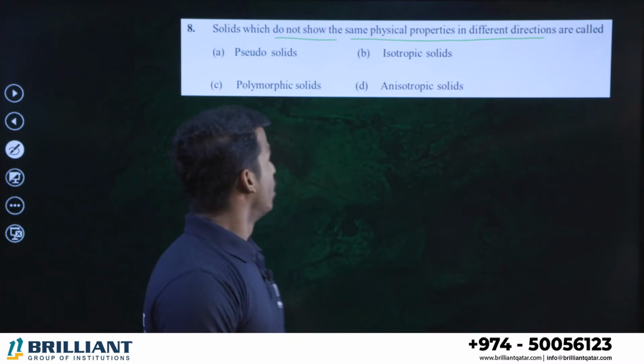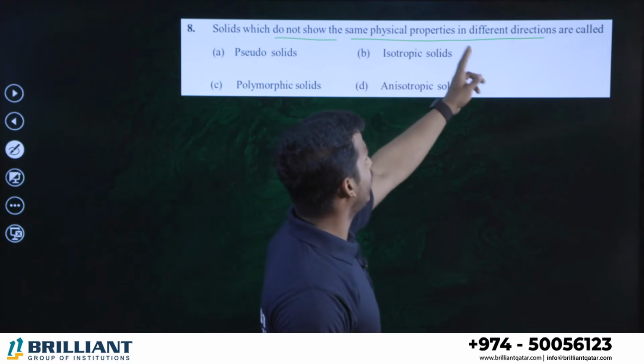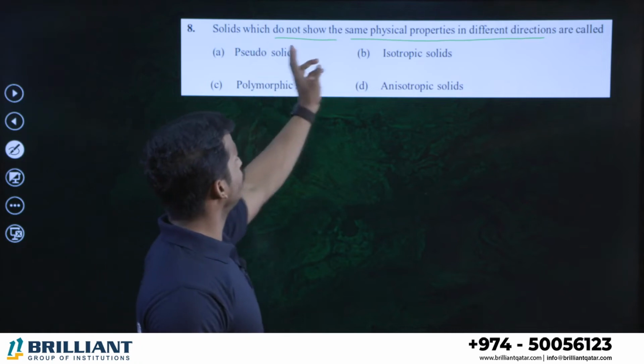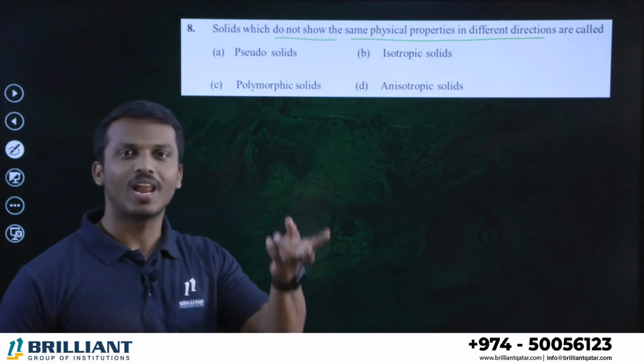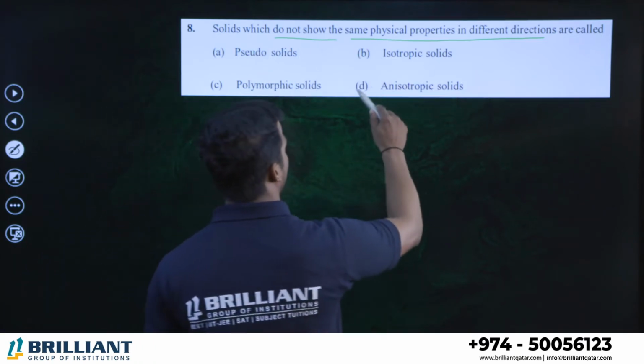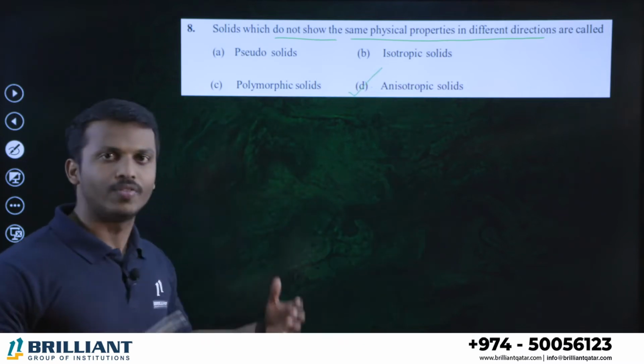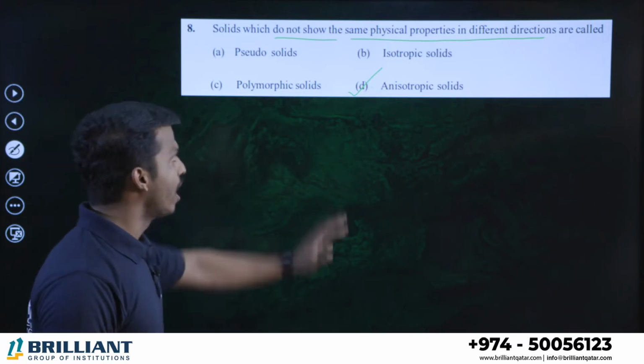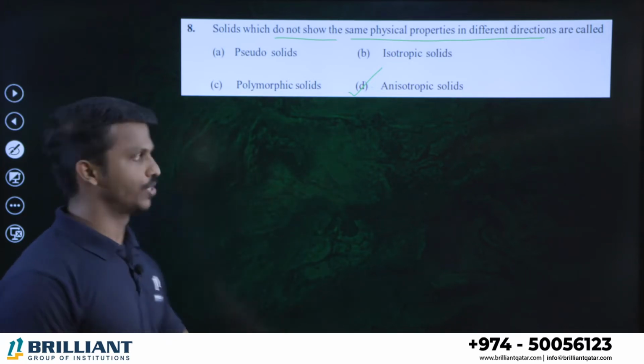Anisotropic. Correct. So same physical property in different direction is called isotropic, but if they do not show the same value, what is it called? Anisotropic, right? It is called anisotropic, which means the physical properties are getting different values in different directions. That is what anisotropic solids are.